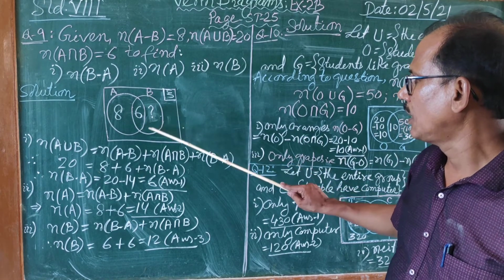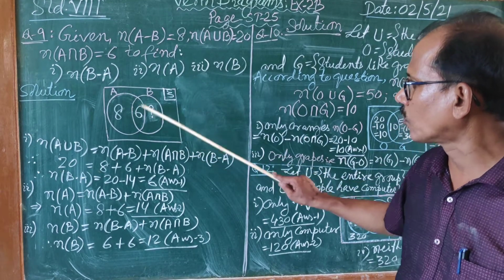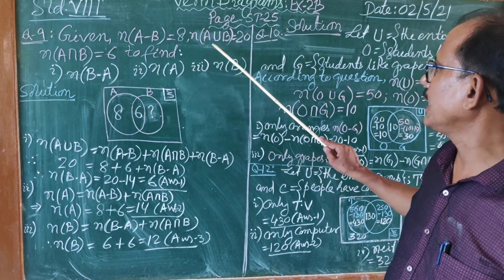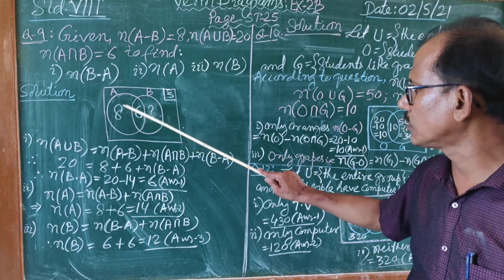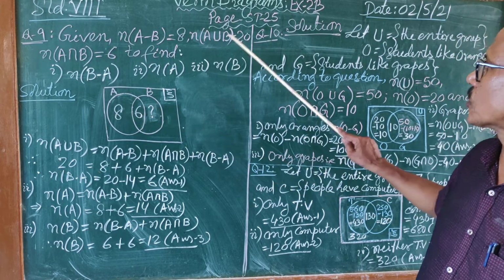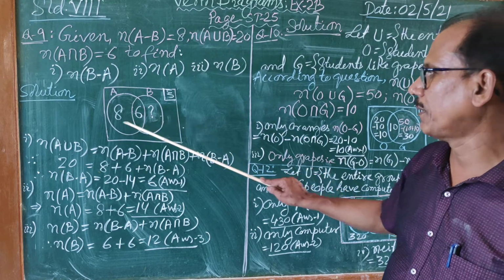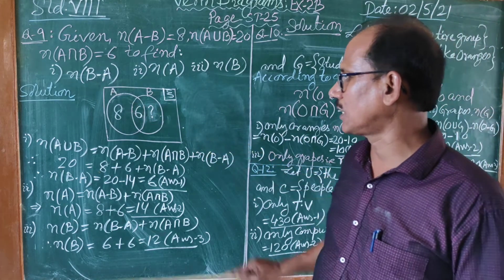So this part is what? B minus A. Once you know, the total is given to you. A union B is also given to you. It means all this region and this region together is 20, isn't it? Therefore, this region will be very easy: 20 minus the summation of these two. That will be the first answer. That is what you have done.